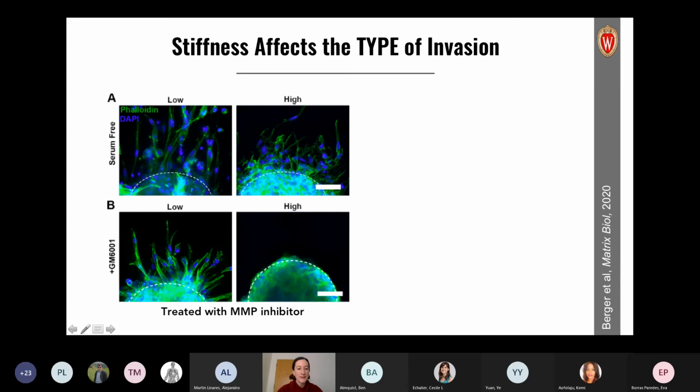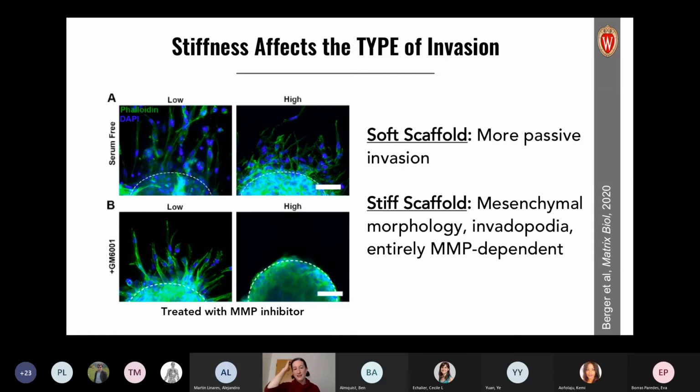And interestingly, what we found is that in the case of low stiffness, the cells still invaded. But in the case of high stiffness, all invasion was quashed. Now that starts to tell us a lot more about the types of invasion going on here. In our soft scaffold, it seems to be more passive. Cells seem to be just meandering out of the spheroid. But in the stiff scaffold, they have to work a lot harder to get out. They adopt this different morphology. They have more invadopodia, and this is entirely dependent upon their ability to degrade the surrounding matrix.